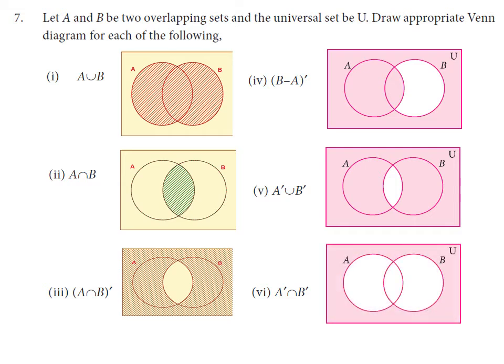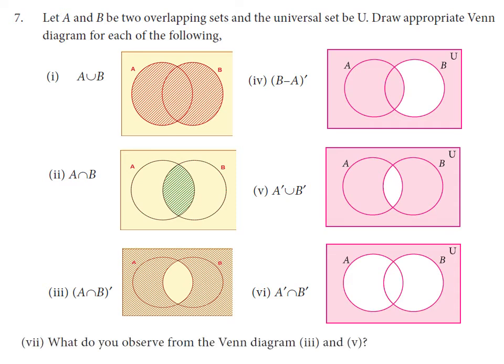So for this you will get other than A and B. So this is A dash intersection B dash. A dash means other than A. B dash means other than B. So then the universal set common part, that outside part only will come.